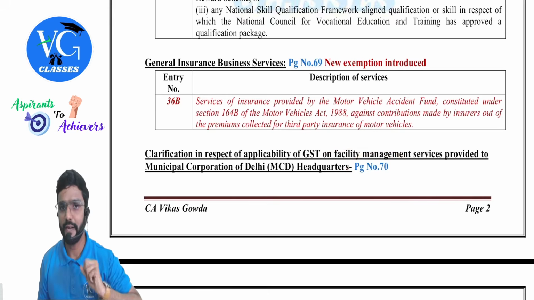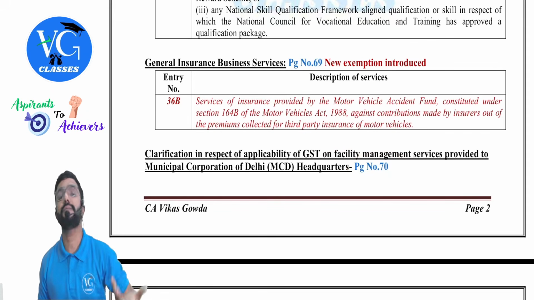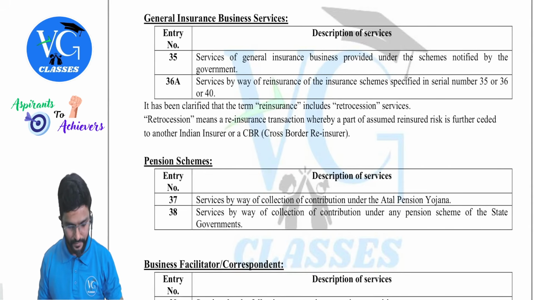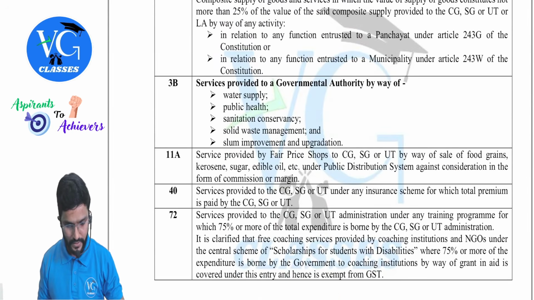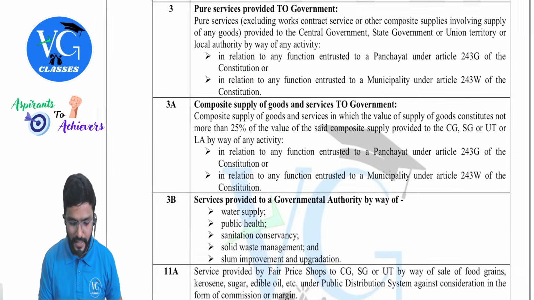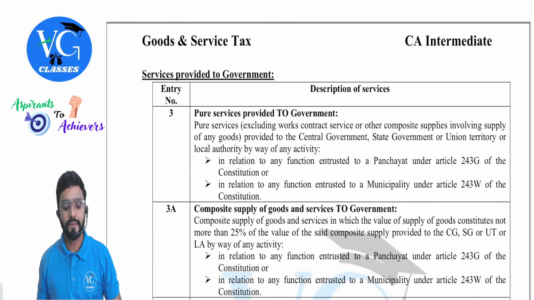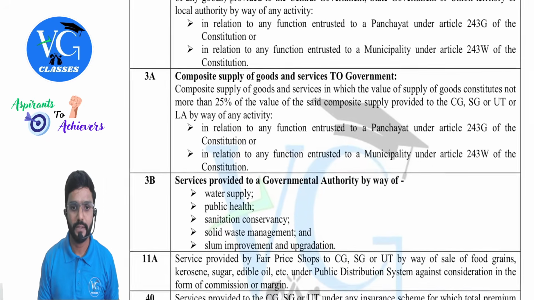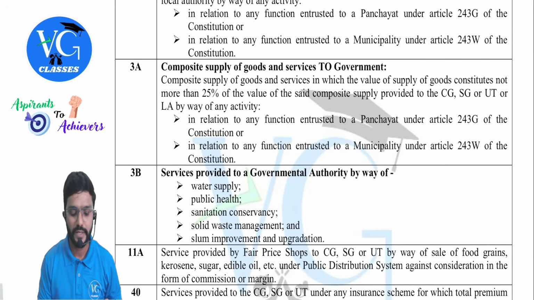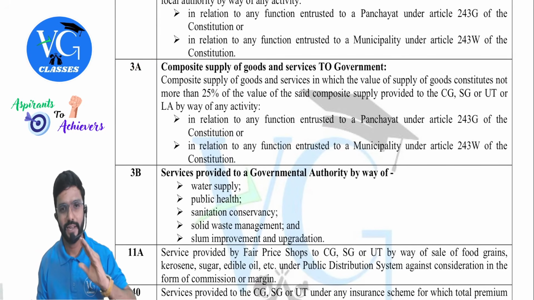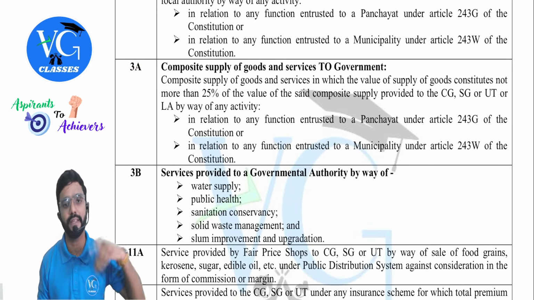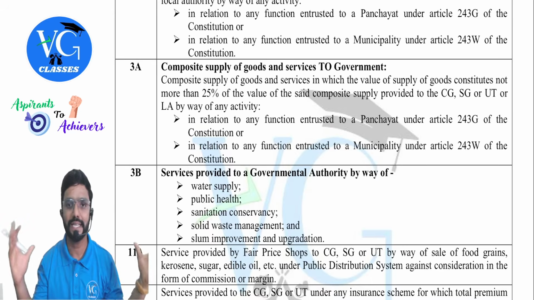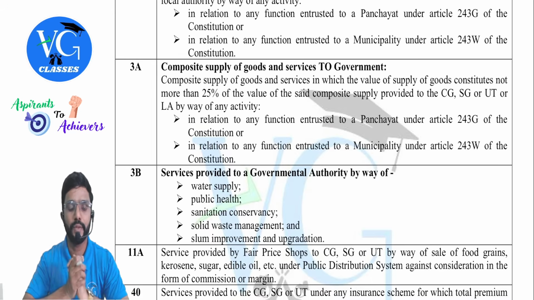Guys, they have given a clarification, and we will see what it is with respect to. Under services provided to government, come to entry 3A, because the clarification is with respect to this. Let us go through this entry first, then we will see the clarification, so that you will be able to understand it easily.